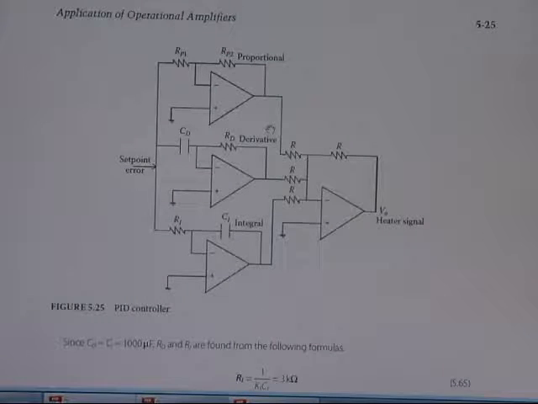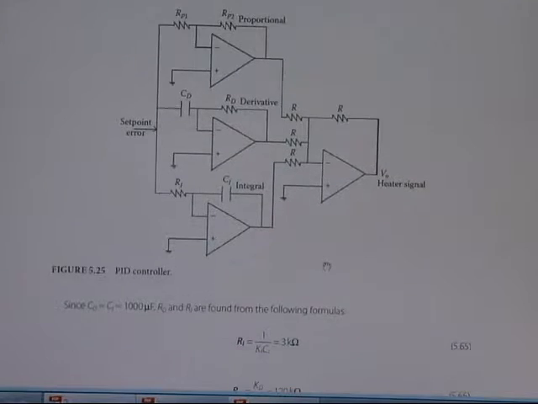This is a PID controller, proportional integral and derivative controller. This is for proportional control, derivative control, and integral control.